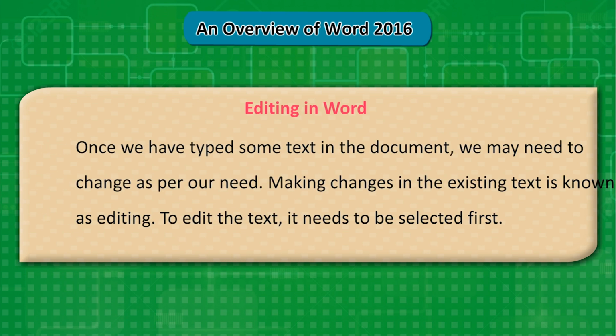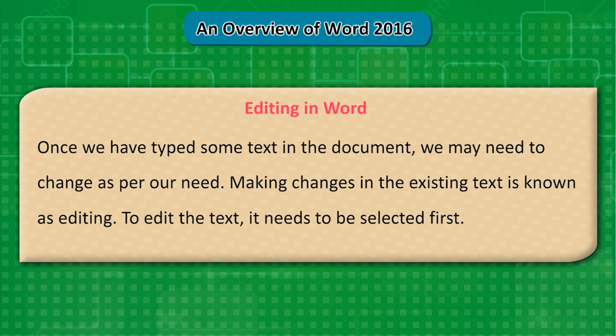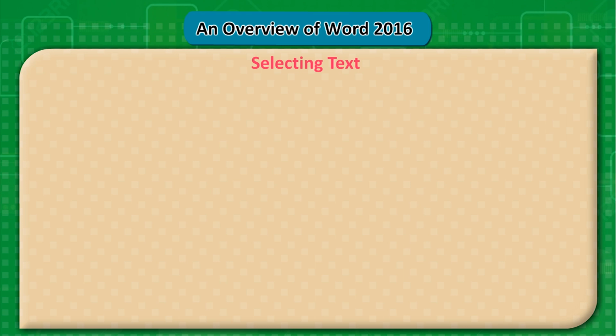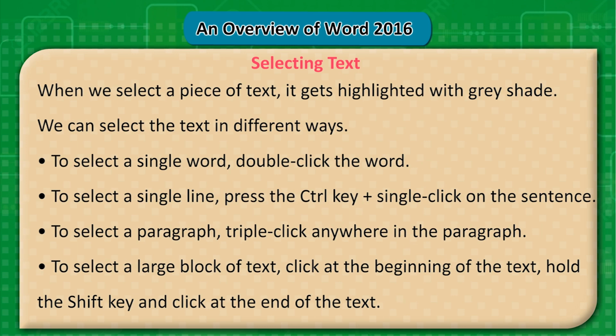Editing in Word. Once we have typed some text in the document, we may need to change it as per our need. Making changes in the existing text is known as editing. To edit the text, it needs to be selected first. Selecting text. When we select a piece of text, it gets highlighted with gray shade. We can select the text in different ways.